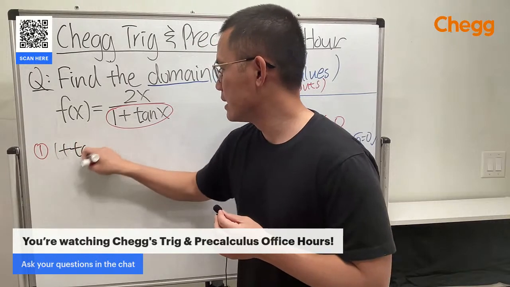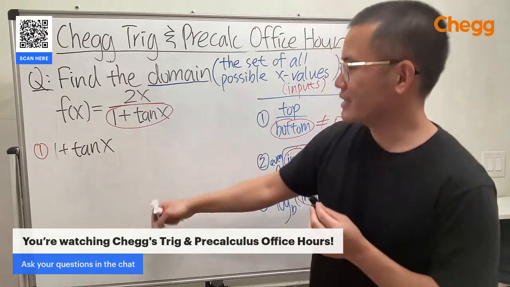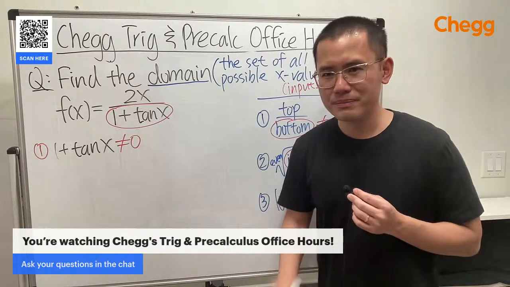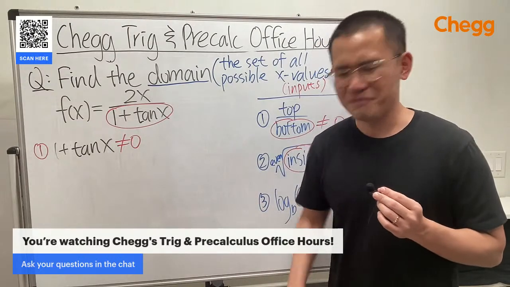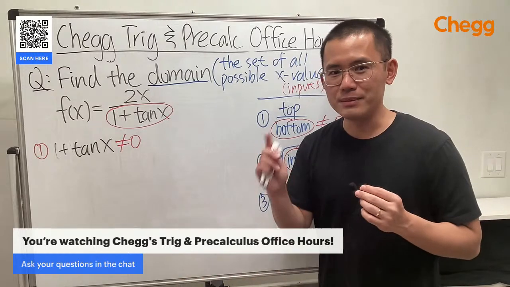1 plus tangent x. We cannot have 0 on the bottom. Cannot have 0 on the bottom. Let's say this 3 times. Keep that in mind.